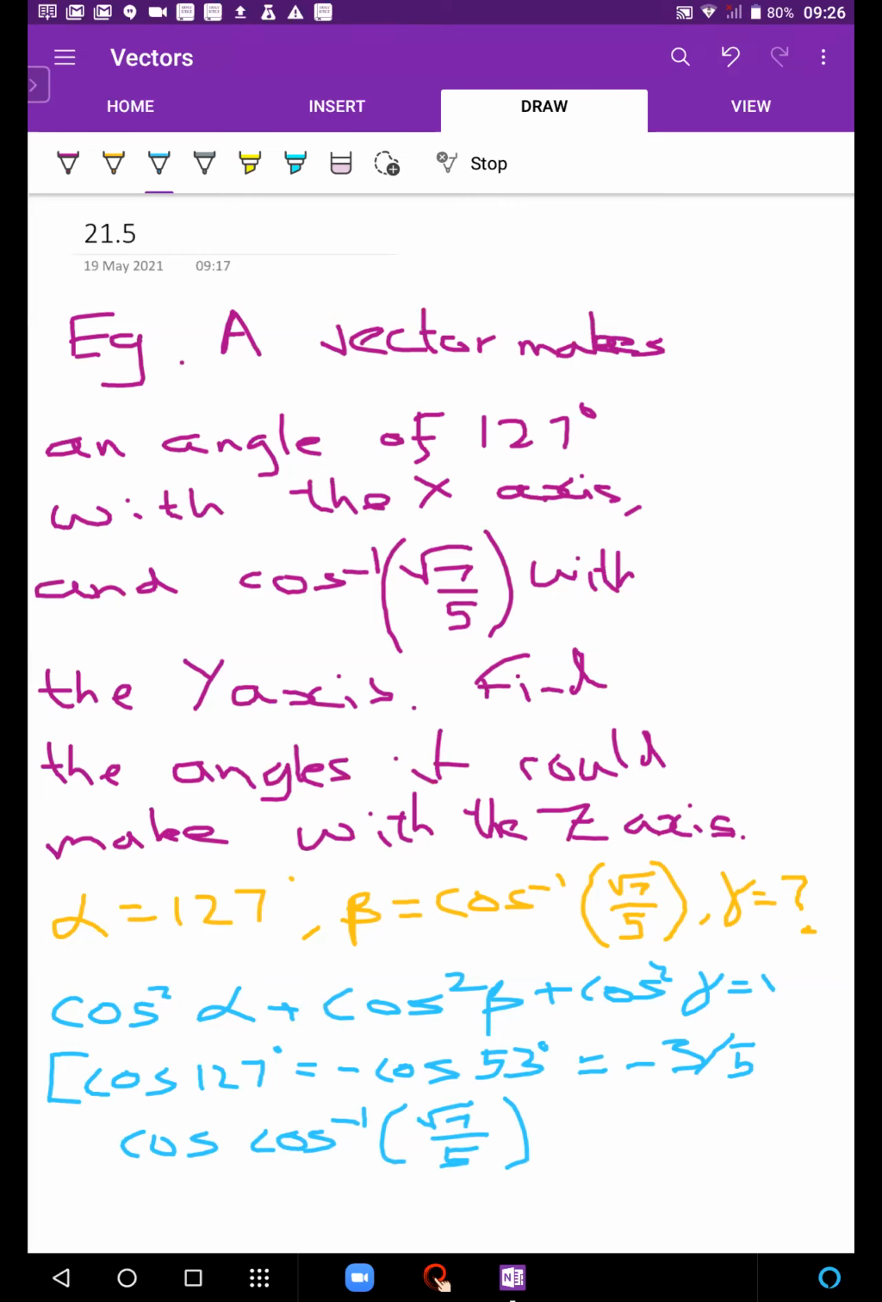We don't know how to find sine of cos inverse, tan of cos inverse. We draw the triangle and all. But this one should be the easiest. Cos inverse root 7 by 5 is that angle whose cos is root 7 by 5. So naturally when you take the cos of that same angle, you will get root 7 by 5.